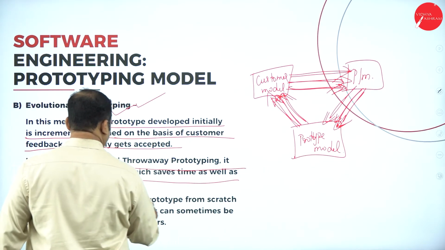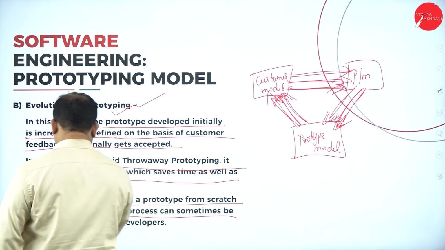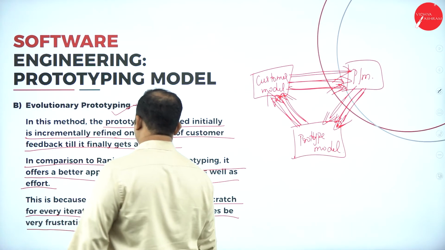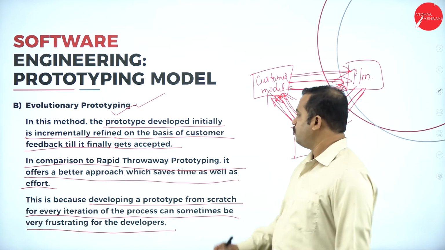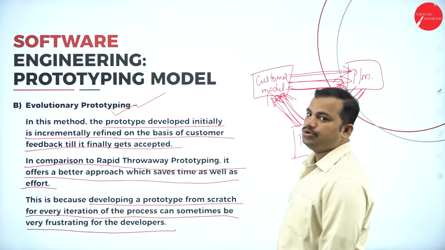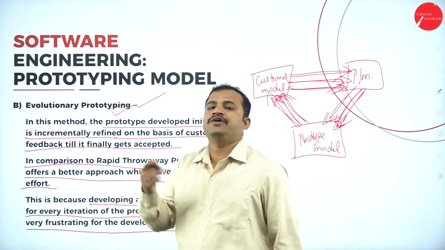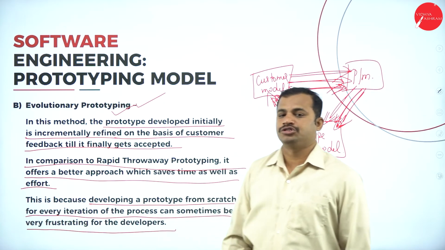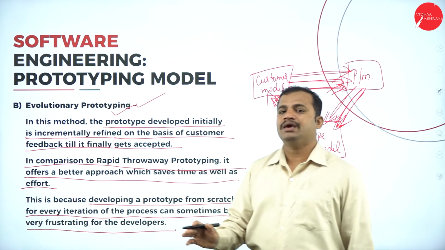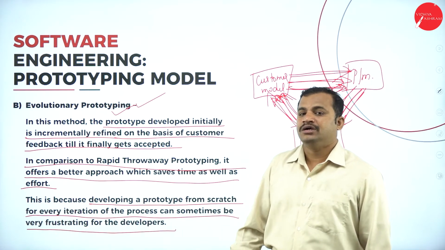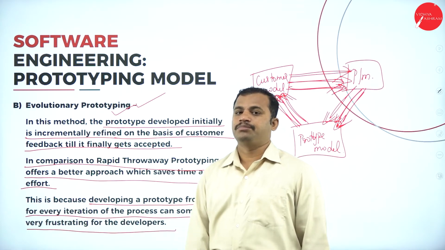It is because developing a prototype from scratch for every iteration of the process can sometimes be very frustrating for the developers. There is no need to develop everything from scratch. Once it is developed, we can continue on, reuse the existing prototype model and make use of it for the next and subsequent versions of that. So it doesn't make anything cumbersome or frustrating for the developers to develop any prototype model in case of the evolutionary prototyping model.